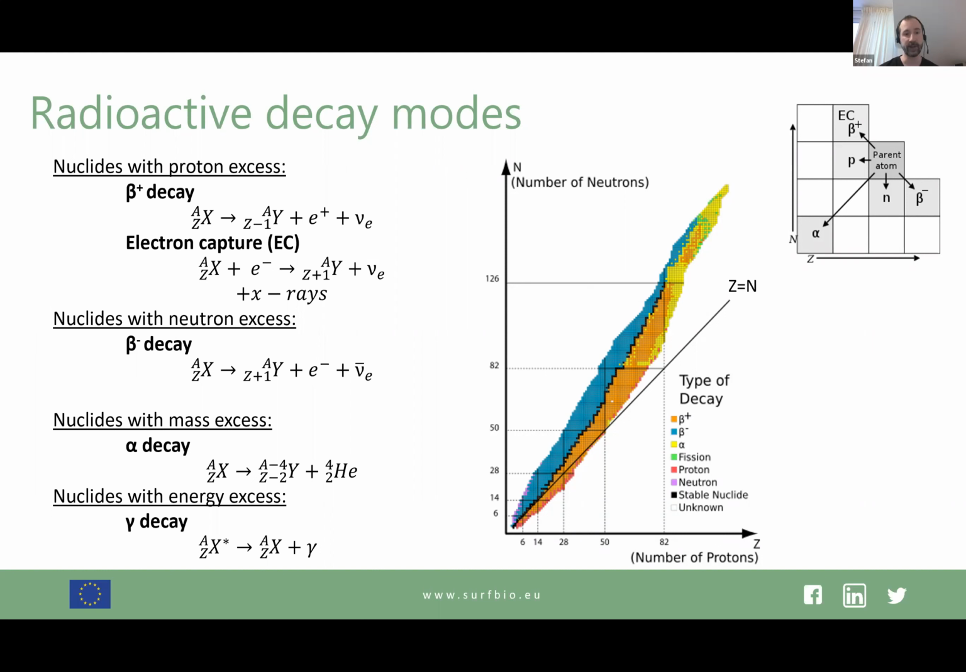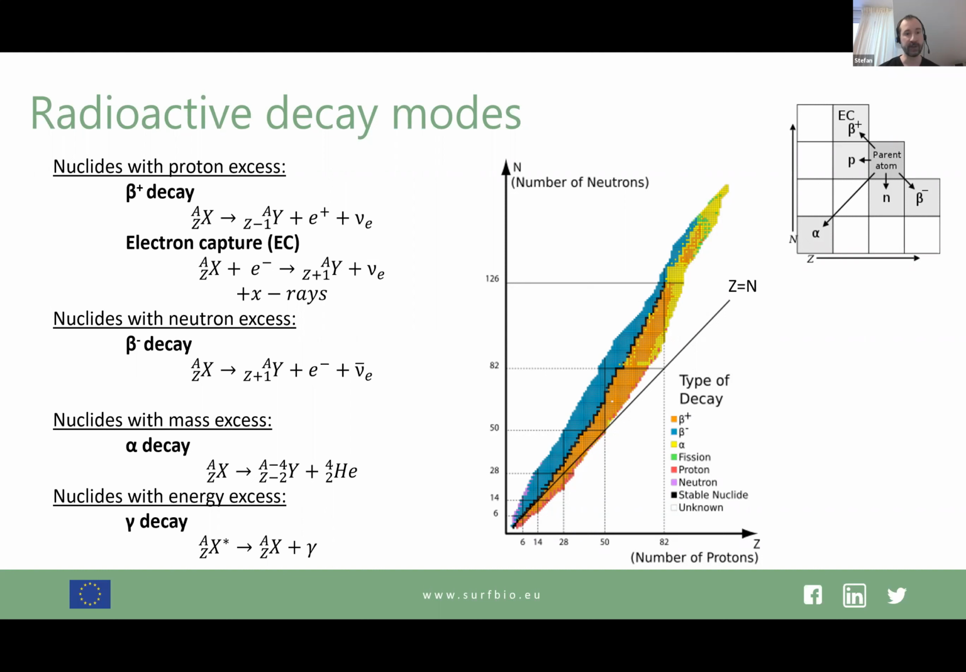Nuclides with neutron excess can undergo a beta minus decay. This you might have heard. This is the emission of an electron, while in the nucleus a neutron transforms into a proton.